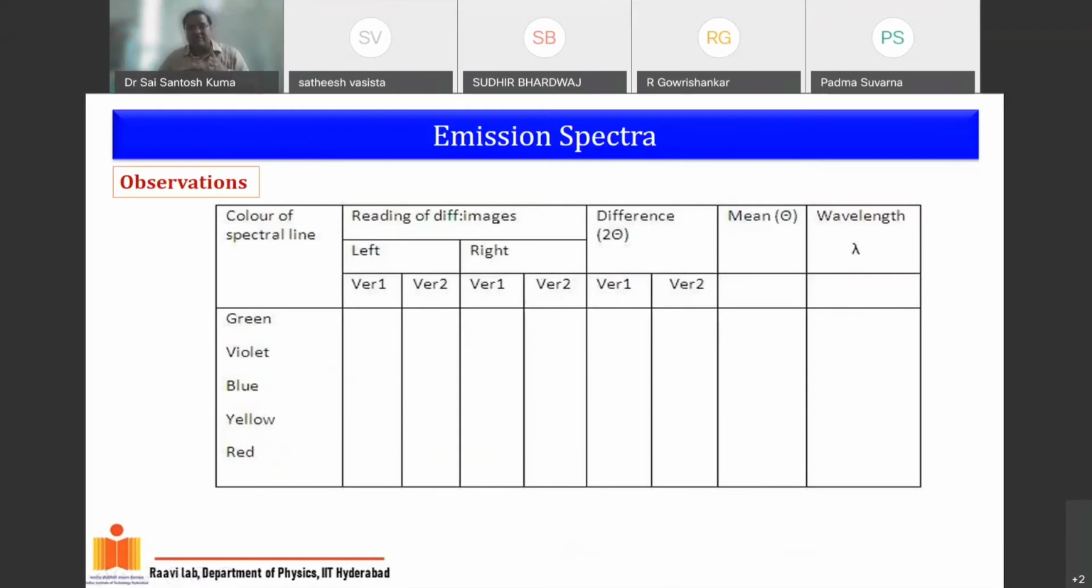You go to this side and the other side of the telescope. So you will get the vernier readings from each of the angles. You look at it, then you take the difference between these two, vernier 1 minus vernier 2, and so you get these numbers and you take the mean theta. So this will give you the 2 theta value. The difference will give you 2 theta, and then divide by 2, and the wavelength is here.